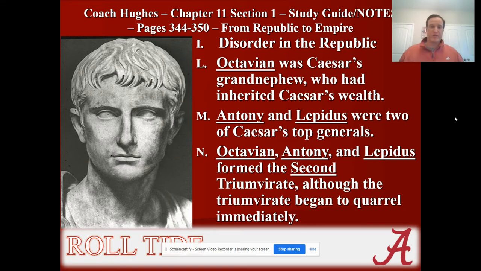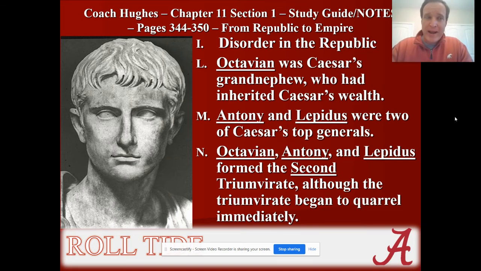So this created another alliance. Octavian was Caesar's grandnephew who inherited all of Julius Caesar's wealth after his death on March 15th, 44 BC. Mark Antony and Lepidus were two of Caesar's top generals. So these three guys got together, and this is one to circle and put a star on for the quiz, on the test. Octavian, Mark Antony, and Lepidus form the Second Triumvirate. And their whole thing was, we're going to get revenge. I will get my vengeance against Julius Caesar's enemies.